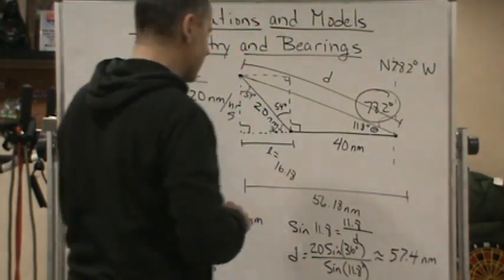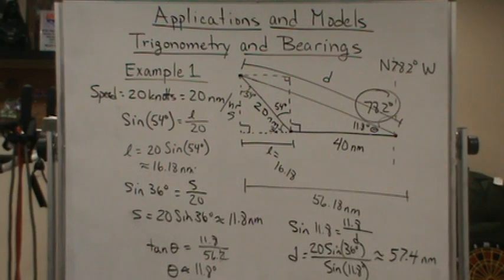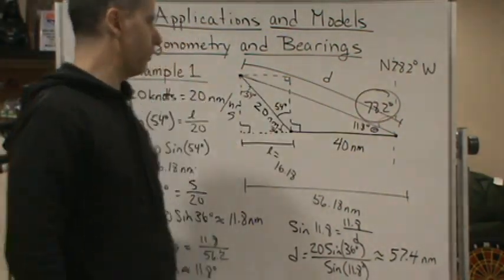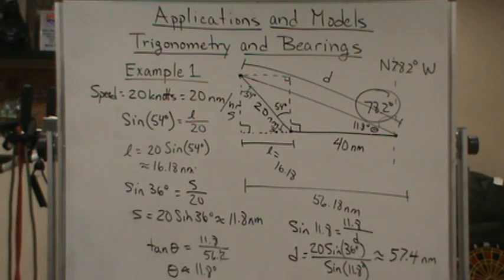Okay, so the distance from port is 57.4 nautical miles, and the bearing of the ship from the port is 78.2 degrees west of north.